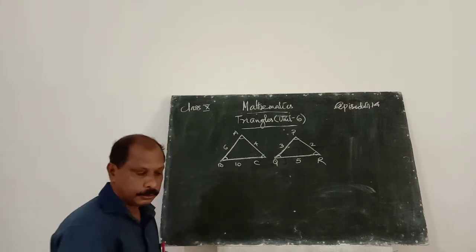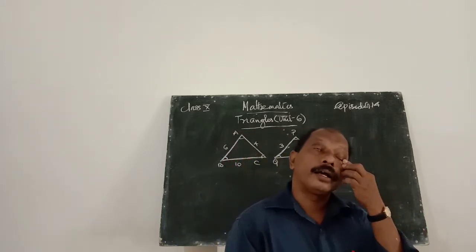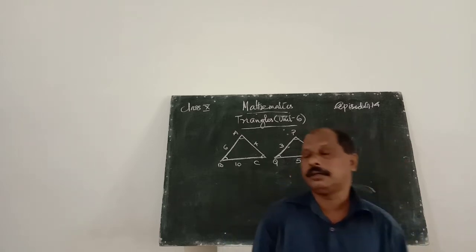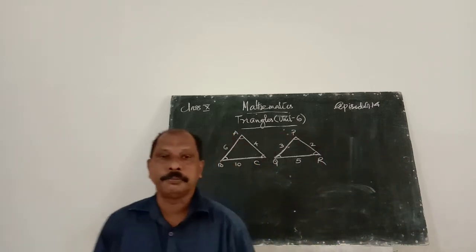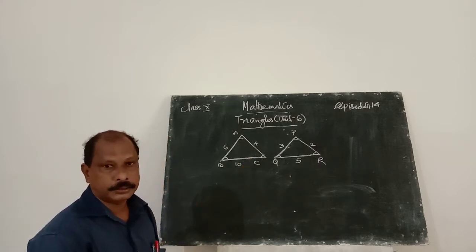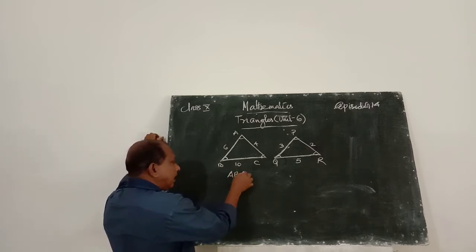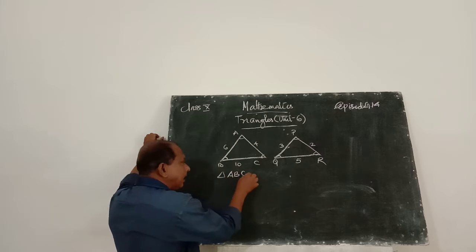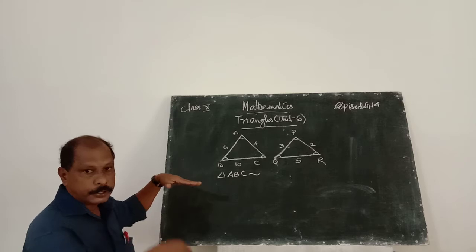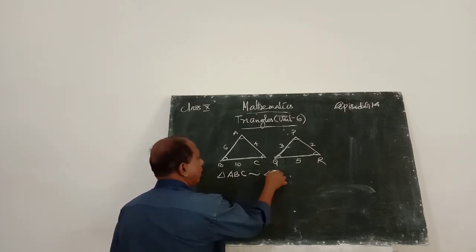That means for two triangles, all angles are equal to the corresponding angles of the second triangle, and also the sides are proportional. Therefore, these two triangles are known as similar triangles. The notation for similar triangles is triangle ABC similar to triangle PQR. The symbol is not a line, it is only a wave type.